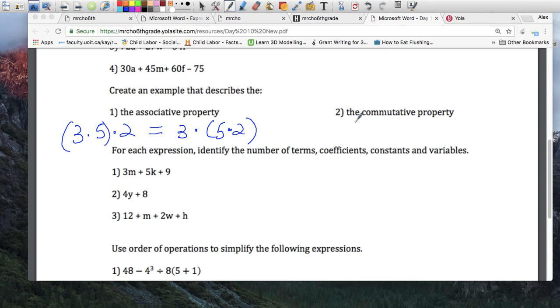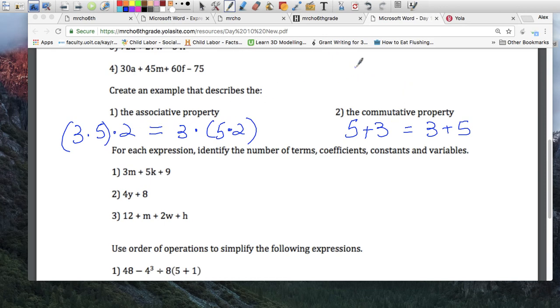Commutative property, let's see this in addition. Let's just do a simple one: 5 plus 3 is the same thing as 3 plus 5. The order in which you add these two numbers will not matter because you'll get the same sum. Okay, so there's an example.